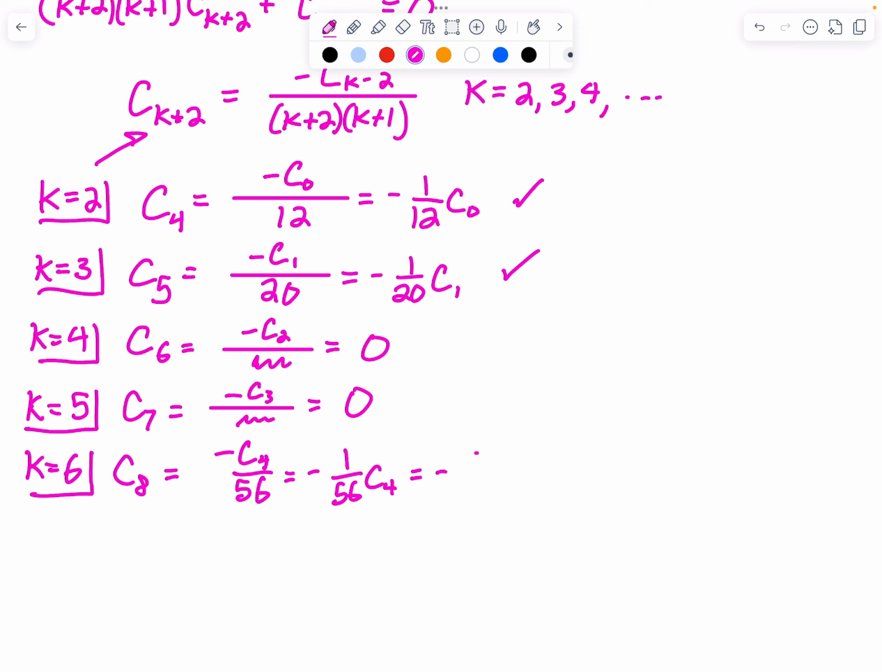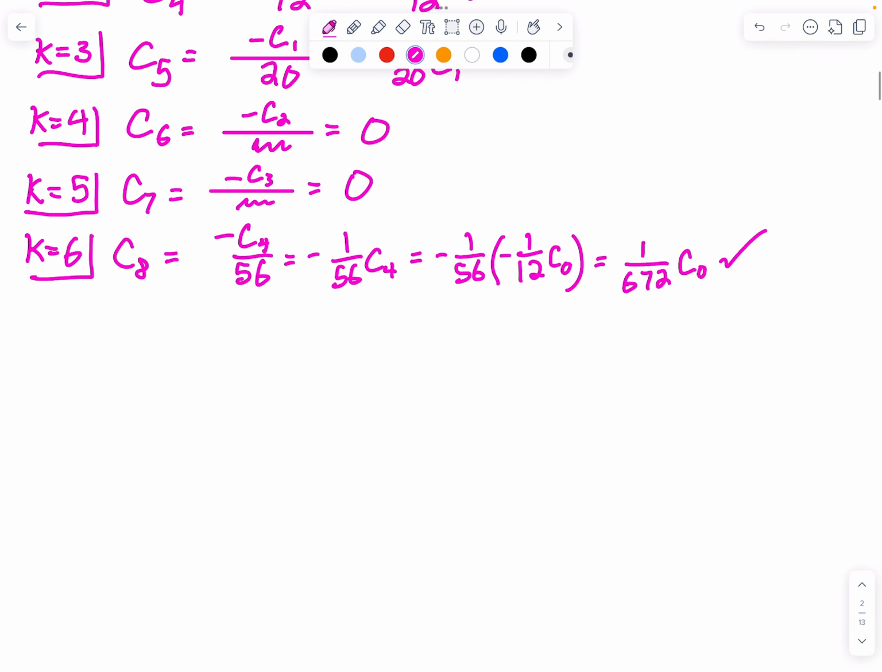This is why I write it like this. Then I can take negative 1 over 56, and I'm going to replace C4 with negative 1/12 C0. That's going to give me 1 over 672 C0. Right, so I'm putting a check here because I want to make sure I have 4 of these plus the original 2, and you'll see what I mean by the original 2.